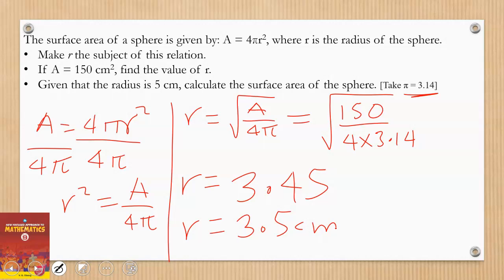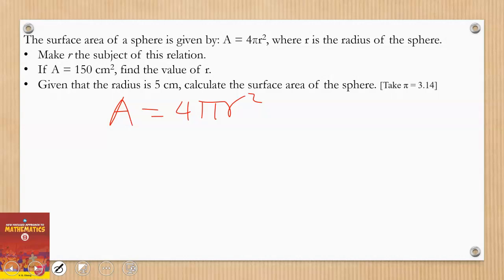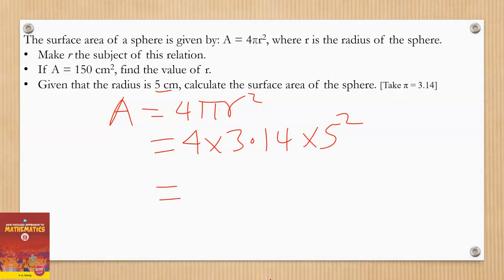Now again, the question said, given the radius to be 5, calculate the surface area of the sphere. In that case, we need to rely on the original equation because we are making A the subject. So we have 4 times 3.14 times the radius, which is given as 5, so 5 squared. Then we just put it all together and simplify. So our final answer for the area is going to be 314 centimeters squared.